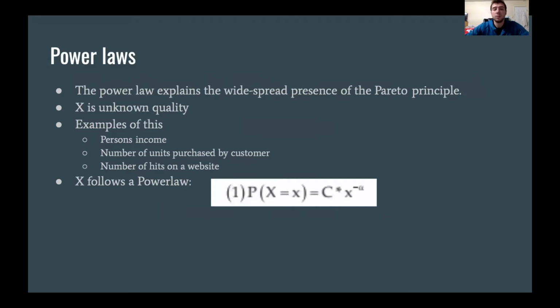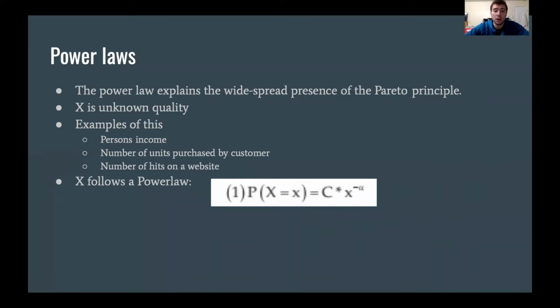So power laws. The power law explains the widespread presence of the Pareto principle. X is the unknown quantity and must equal a positive integer. You can see the formula on the slide there. A few examples of this are a person's income, the number of units purchased by a customer, or the number of hits a website gets. X follows a power law if the fraction that equals X is given by the formula here on the side. As you can see, C is chosen to make the sum of the probabilities equal to 1.